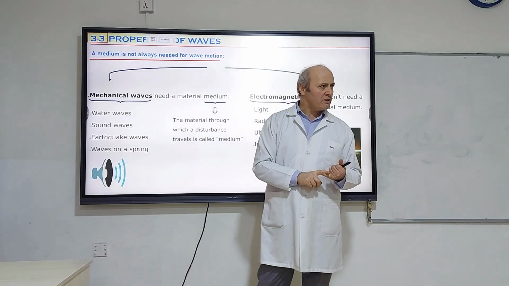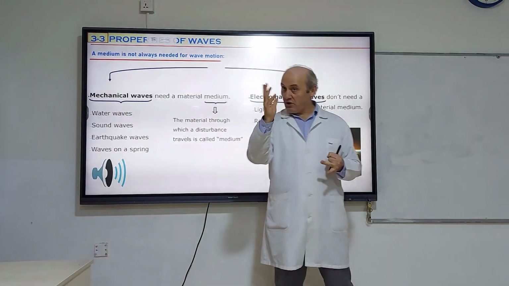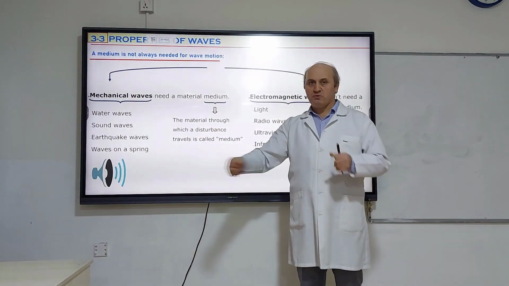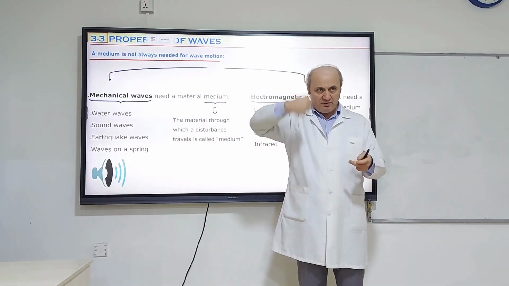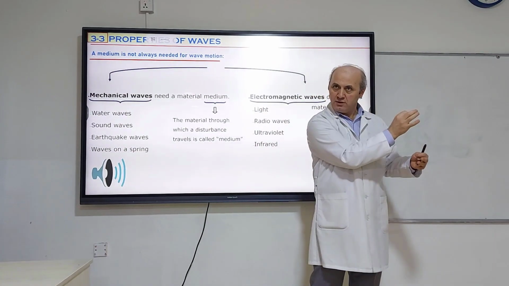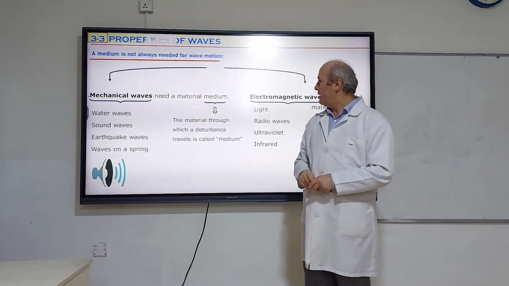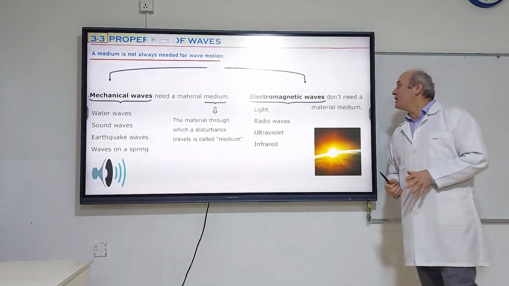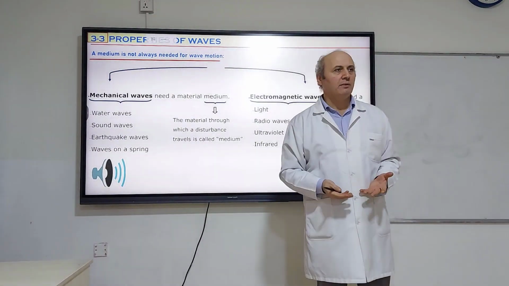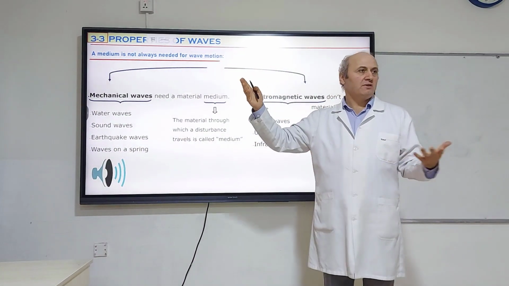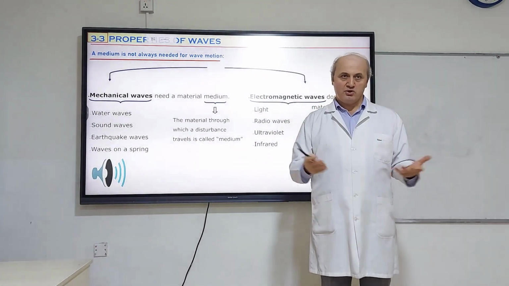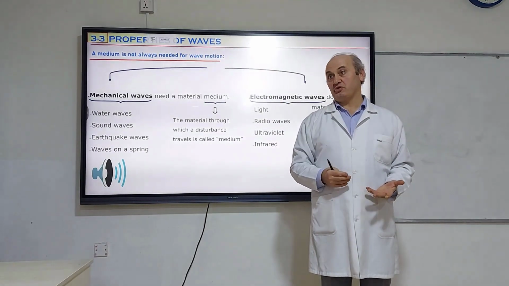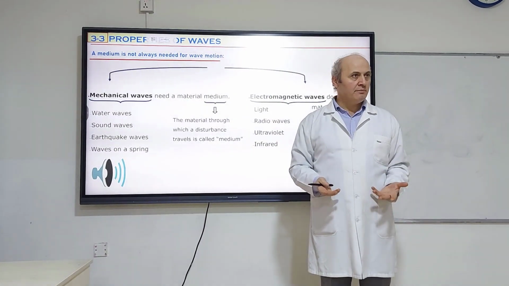Water waves need water. Sound waves need air. Earthquake waves need the earth's crust. The spring we did in the experimental lesson, remember, when there was a disturbance in the spring, it needs coils to travel. But electromagnetic waves do not need a medium. Light is the best example. From the sun to the earth, there is no medium, there is no molecule. How is light coming? Because they are electromagnetic waves, they don't need a medium.